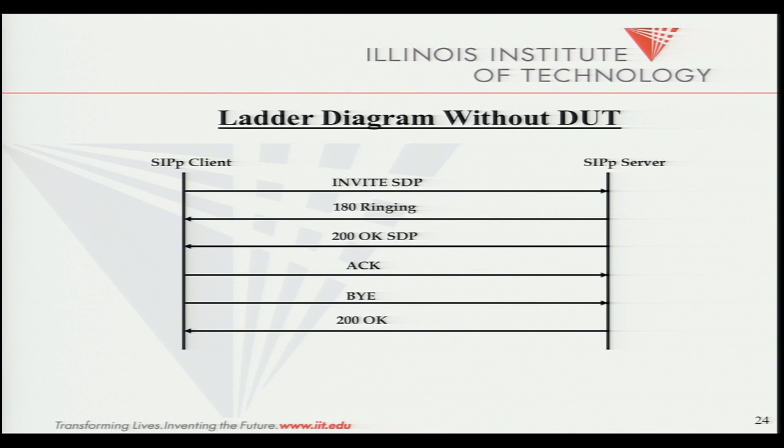So this is the ladder diagram without the device under test, where the call flows between the client and the server. We have all the components for the successful call establishment: the 180 ringings, the SDP, the ACK and the BYE, the 200 OKs.